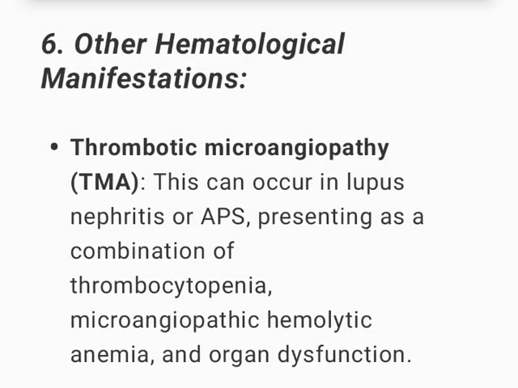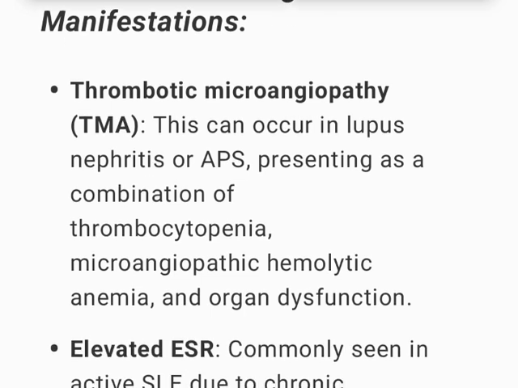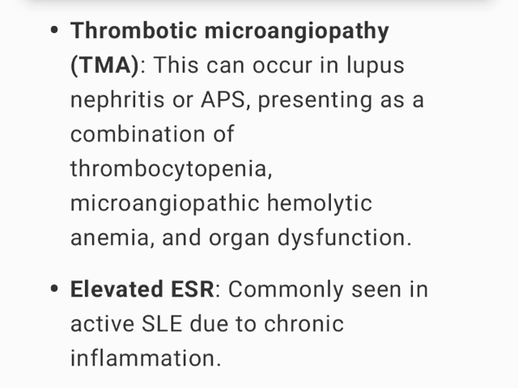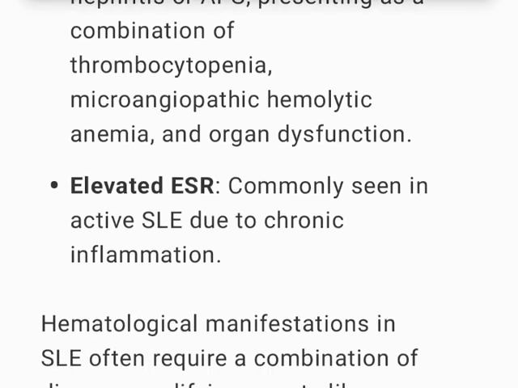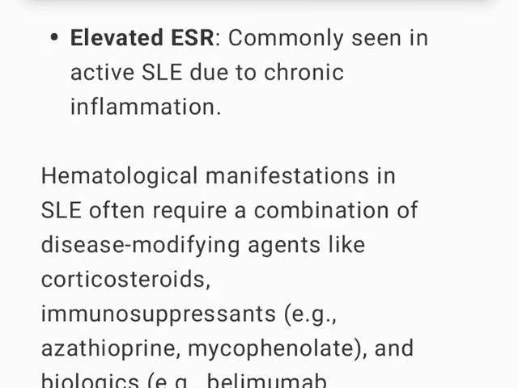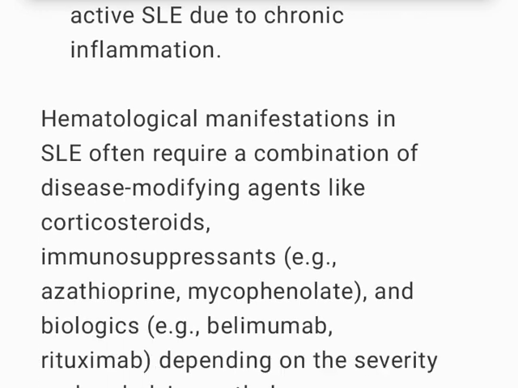6. Other hematological manifestations. Thrombotic microangiopathy, TMA. This can occur in lupus nephritis or APS, presenting as a combination of thrombocytopenia, microangiopathic hemolytic anemia, and organ dysfunction. Elevated ESR, commonly seen in active SLE due to chronic inflammation.